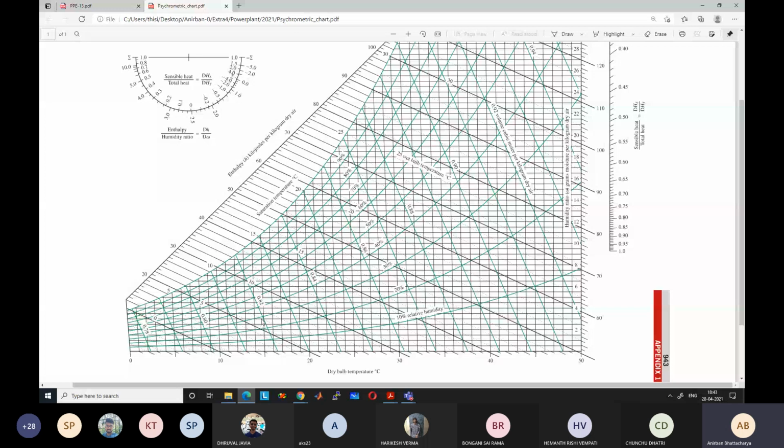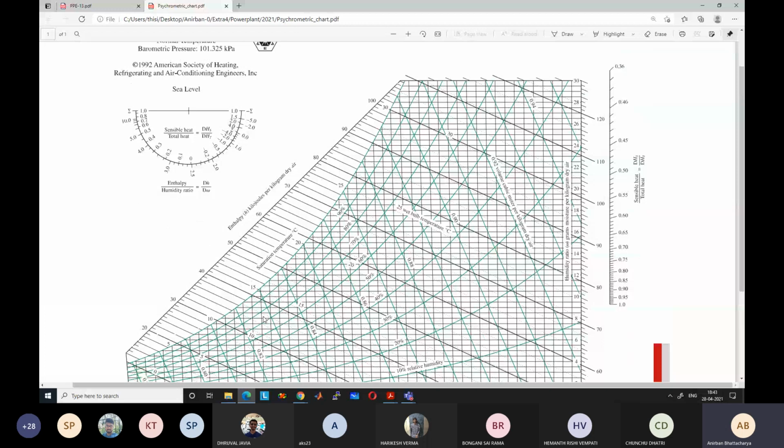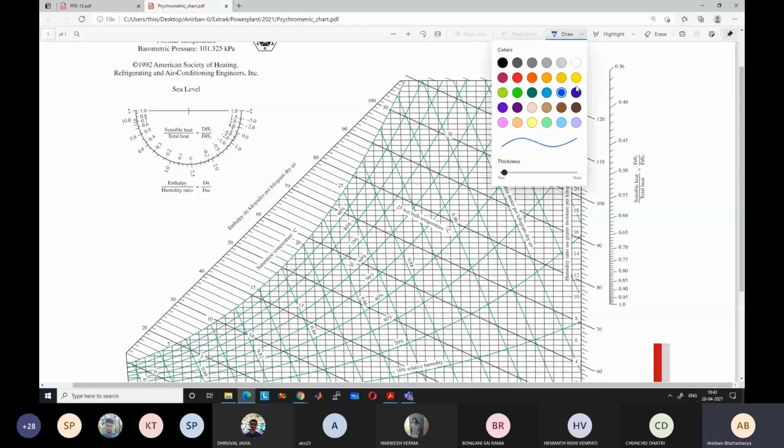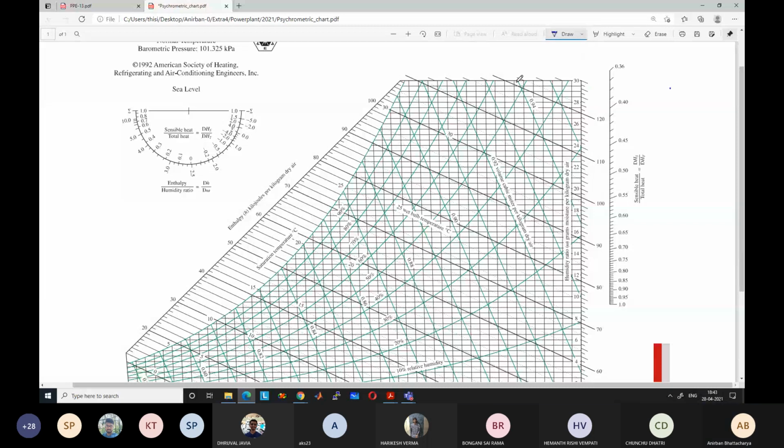Then we have specific volumes. Specific volumes are these other green lines. I can draw here, right? So these lines are the specific volumes. Here you can see that this is 0.94 cubic meter per kilogram of dry air. This line is 0.92 cubic meter per kilogram of dry air. So these lines are the specific volume, and these curved lines, the entire curved line, we have defined as relative humidity.